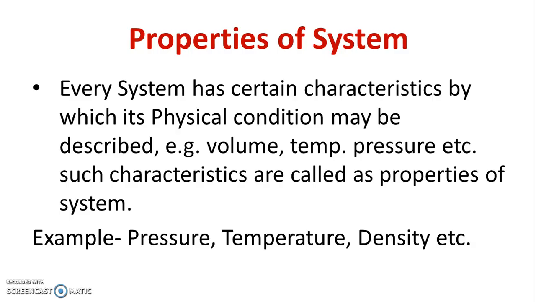Every system has certain characteristics by which its physical condition may be described. Example, volume, temperature, pressure, etc. Such characteristics are called properties of a system. Example, pressure, temperature, density, etc. These are examples of properties of a system.